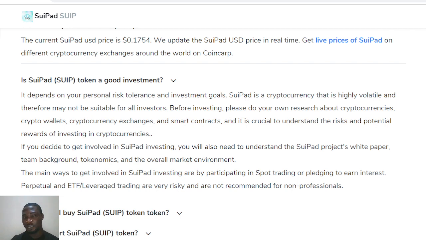and therefore may not be suitable for all investors. It all depends on how you want to trade it, how you see the potential, and how you can leverage it to take advantage of it. It has a lot of unique use cases that are very promising. But at the same time, I have to know the market is very volatile, just like right now.